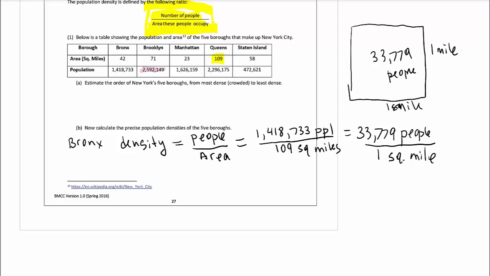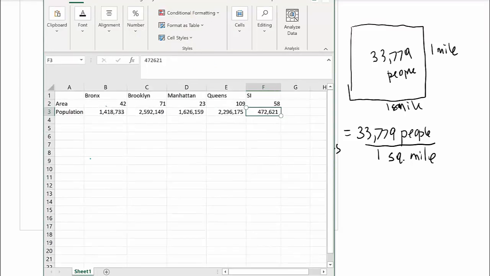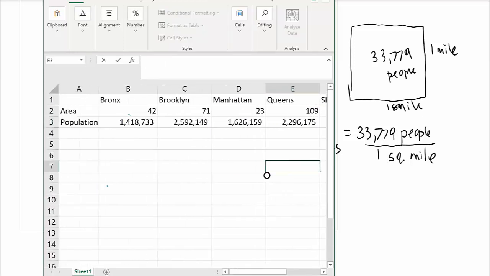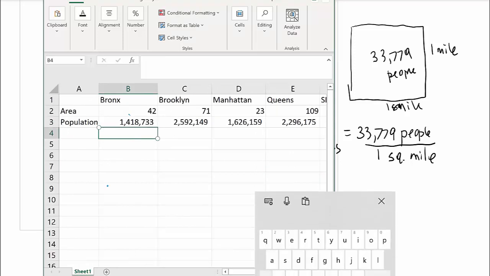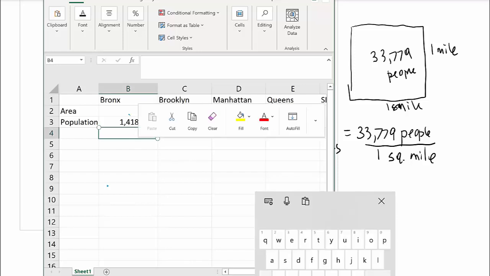So now let's take a look at the other boroughs. So I'm going to pull up Excel. I already prepared the numbers right here. Okay, so I'm going to ask Excel. Let me zoom in for you a little bit here. All right, so we're going to write down the formula to do this computation. Okay, so we're going to do equal. One moment. Here it is. I was looking for the equal sign.